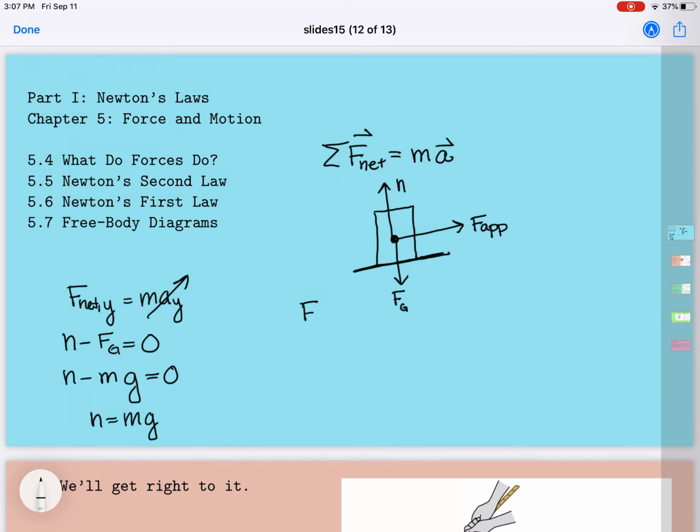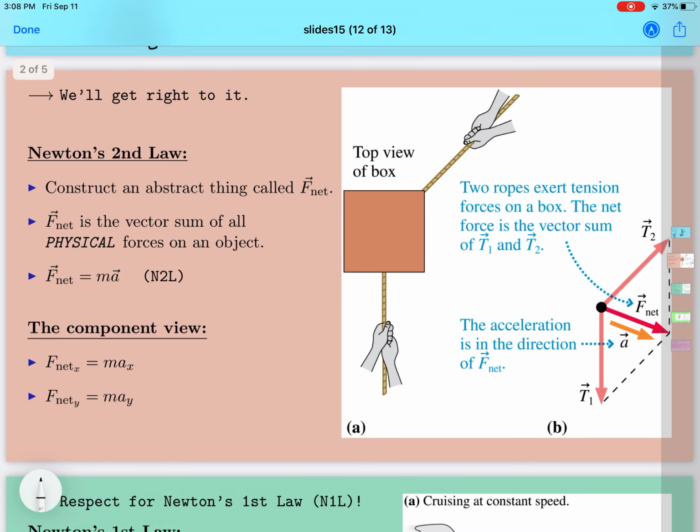And then we can have F net x is equal to m a_x. Here in the x direction, since we're neglecting friction for right now, the F applied is going to be equal to the mass times the acceleration in x. So here is where we have Newton's second law, and we split everything up in terms of components in order to solve problems. So in Newton's second law, we have F net.